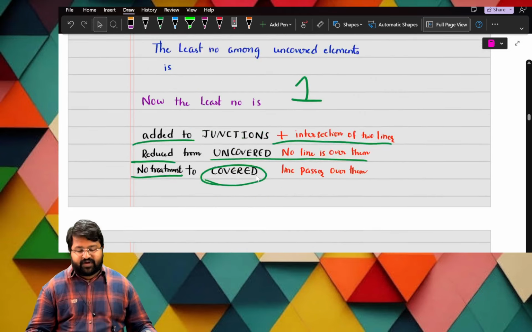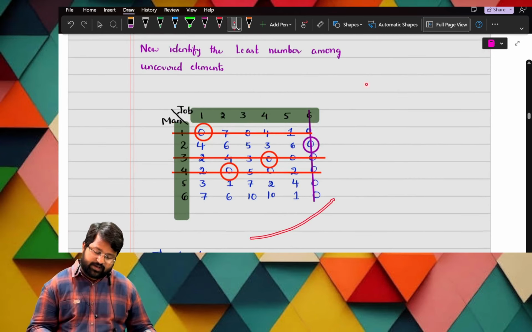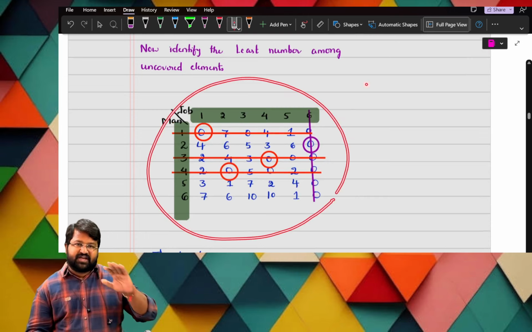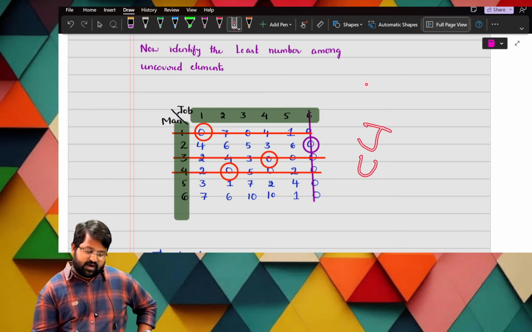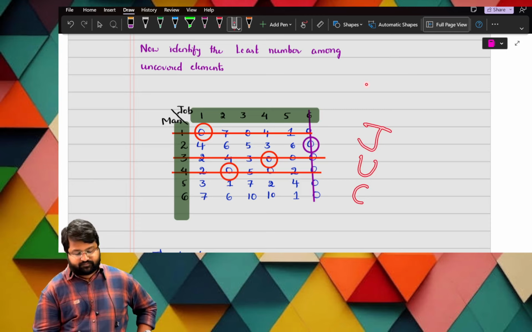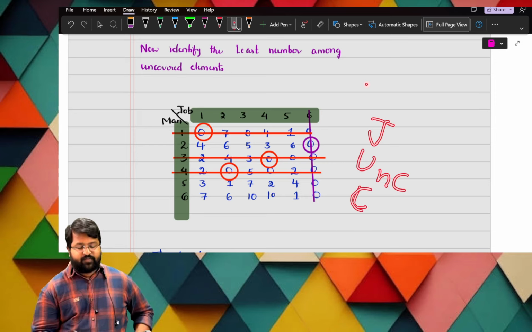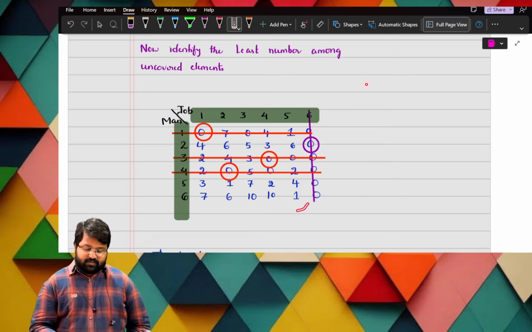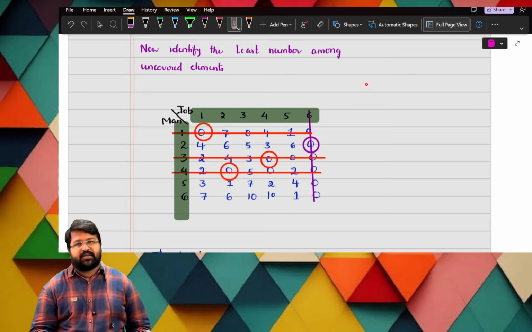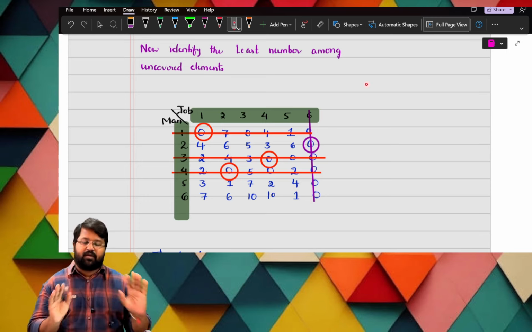First you need to identify. Again, I'm telling you, from this matrix I have to identify junctions, covered, uncovered. From the uncovered, I have to identify the least number. Okay, I identified the least number. This is the least number. This number I have to add at junctions, reduce from uncovered, and do not alter anything for the covered numbers.